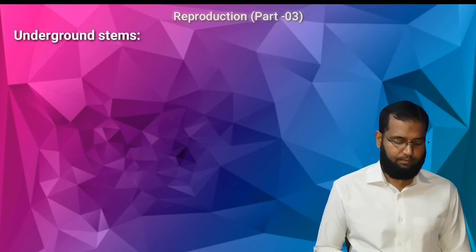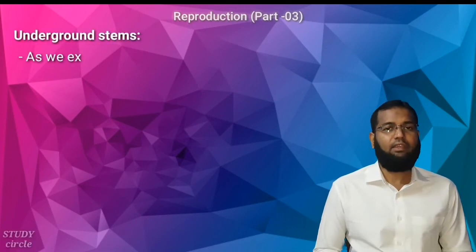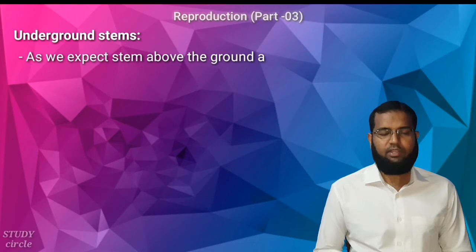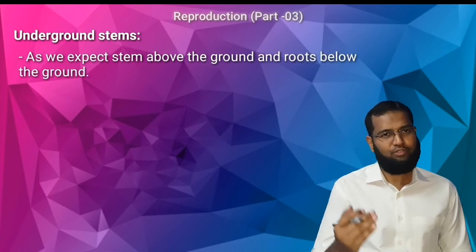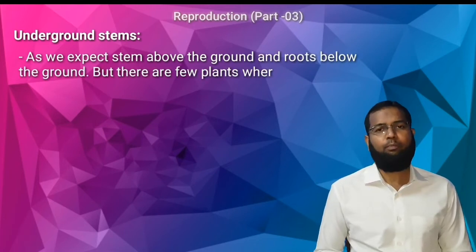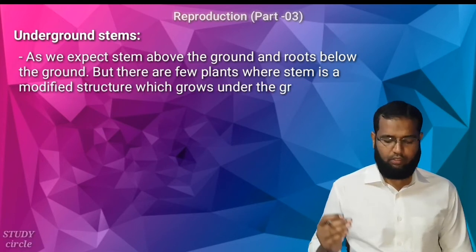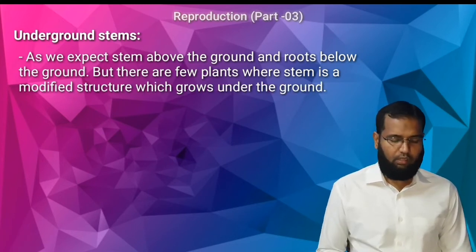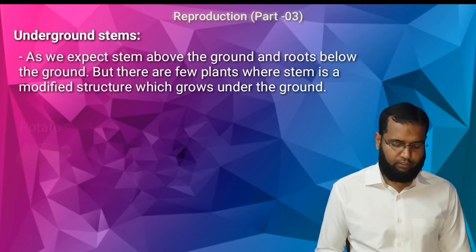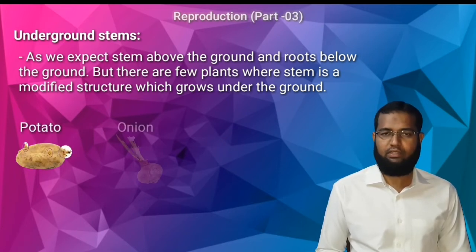Underground stems. We expect stems above the ground and roots below the ground, but there are a few plants where the stem is a modified structure which grows under the ground. For this we can take the examples of potato, onion, and ginger.